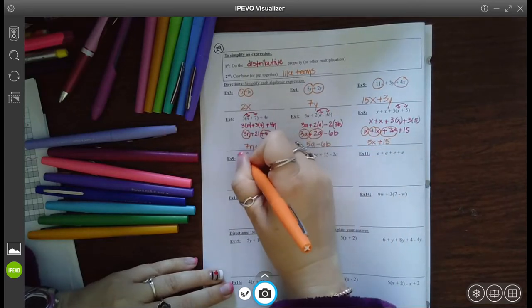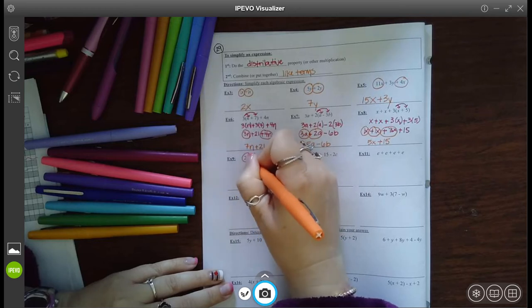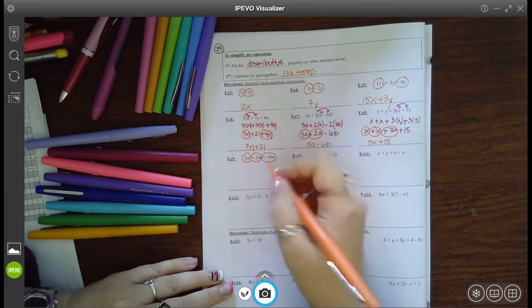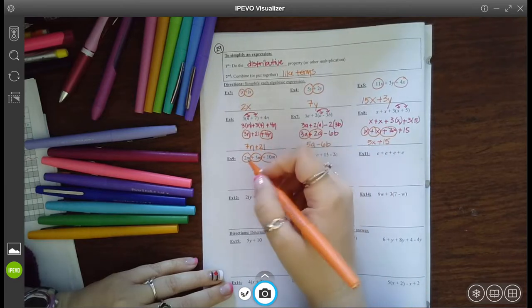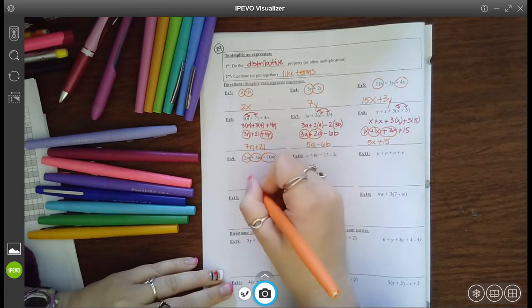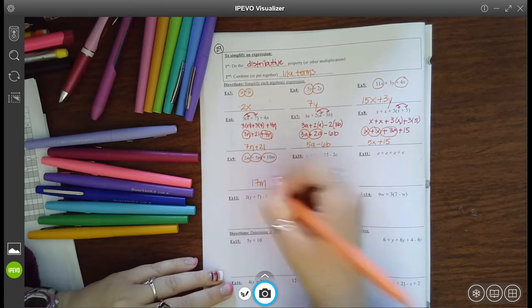Okay, so here we go. We have a 2m, a 5m, and a 10m. They're all m's, so just combine them all. 2 plus 5 is 7. 7 plus 10 is 17m.